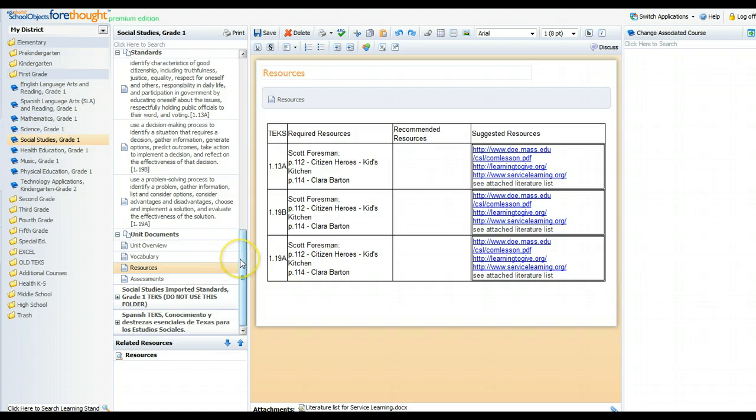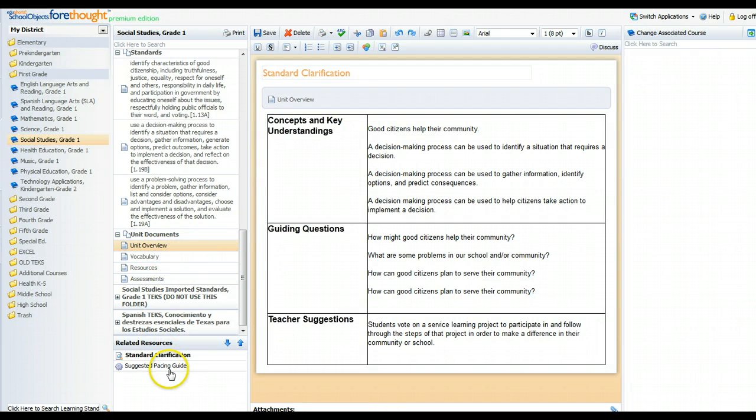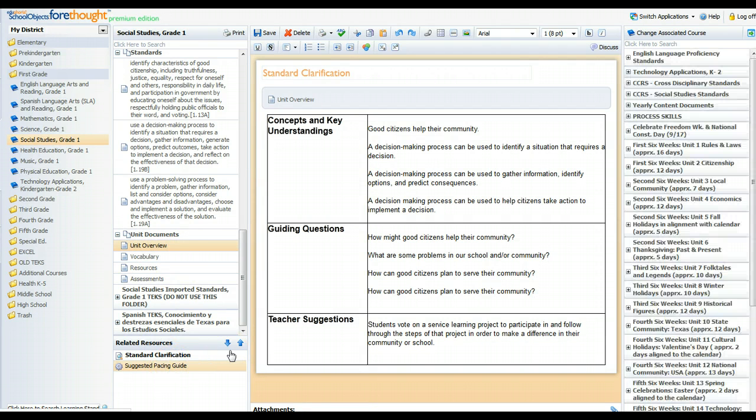And I have resources. I want to stop and talk to you about this because we do have the Scott Foresman book. You have a couple of examples of some kids' citizen heroes, but I've also given you a lot of opportunities in these websites for you to look through service learning projects. In addition to that, I've included a literature list for service learning projects. Now let's go back to our unit overview and look at a suggested pacing guide.